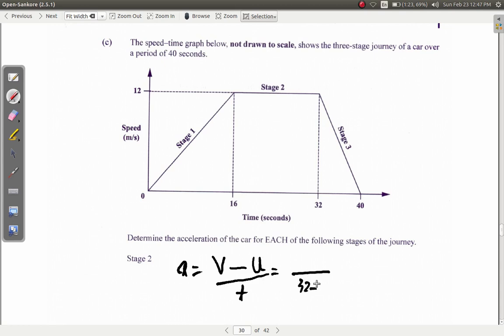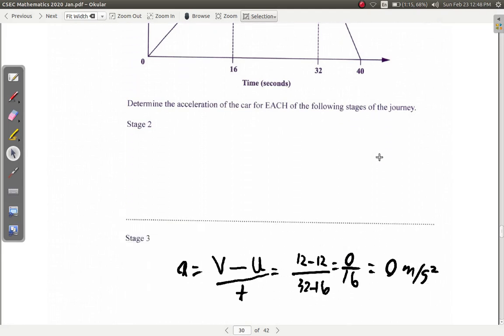It's 32 minus 16 seconds. But what about the change in velocity? The final velocity at 32 seconds was 12 and the initial velocity at 16 seconds was 12. So 12 minus 12 is 0, divided by 32 minus 16, which is 16. But it is 0 meters per second squared. So the acceleration in stage 2 was 0. It wasn't accelerating. The car was traveling at constant speed.